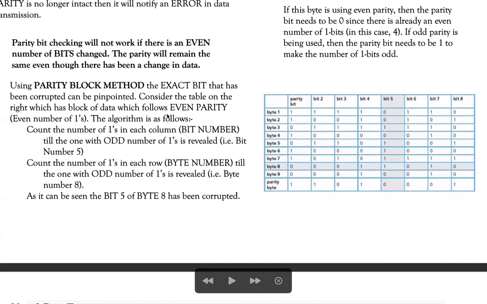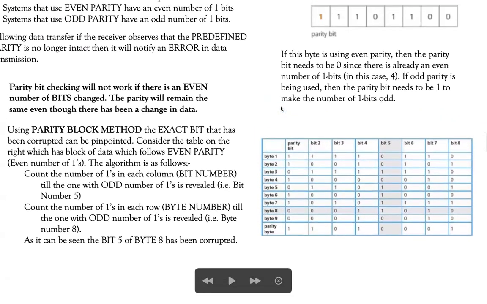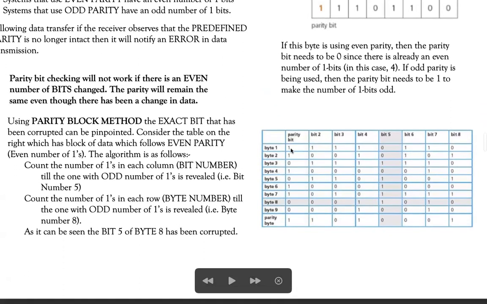Okay, the parity block method goes something like this, that instead of sending just 1 byte, I'm sending a block of bytes.